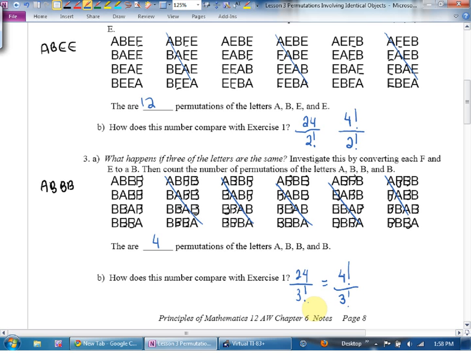It's a 6. In fact, let's go really obvious. What if you had all A's? How many different ways can you mix up 4 A's? Only one. That would be 4 A's. And 4 of them repeat. Oh yeah, that's a 1.